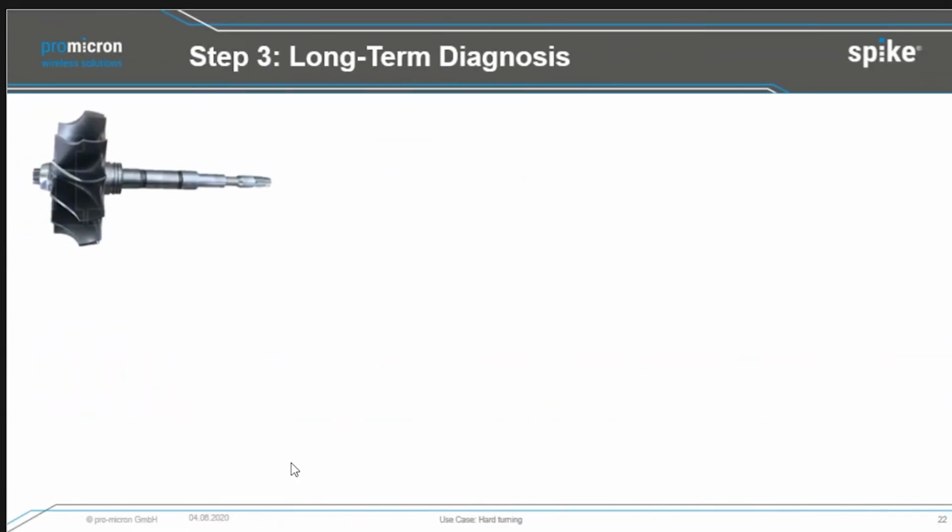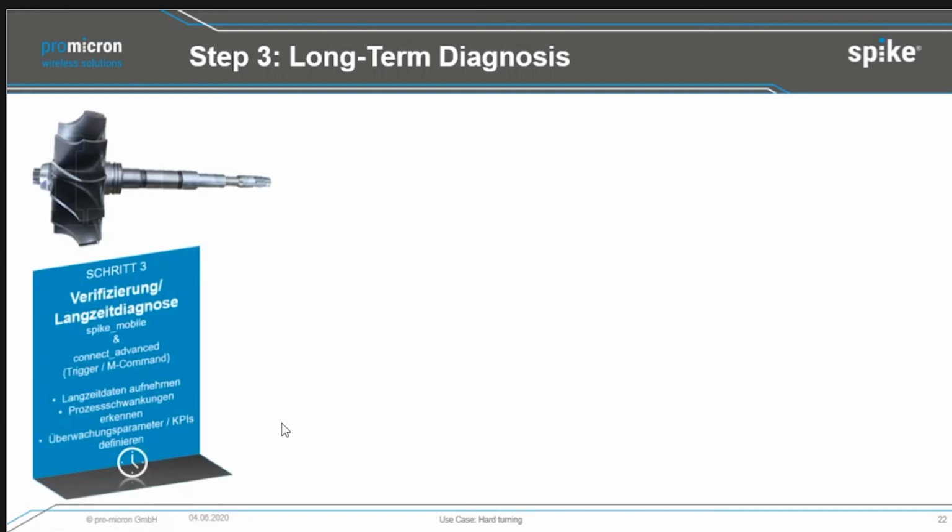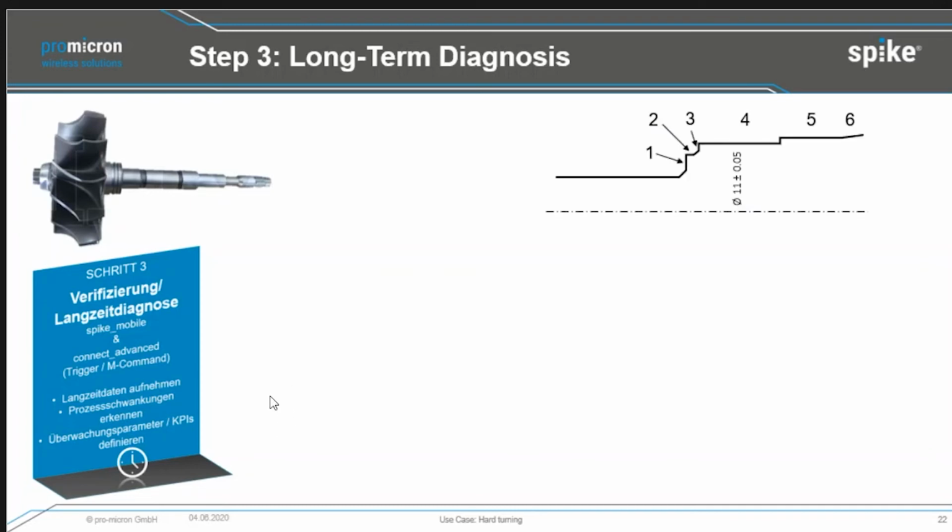This means one spike system will be set up in the machine and just gathers data during the serial production. So there's no machine reaction at this step. We just capture more and more data to see if there are any fluctuations in the process or something else.